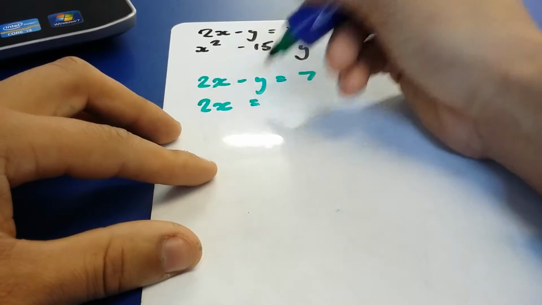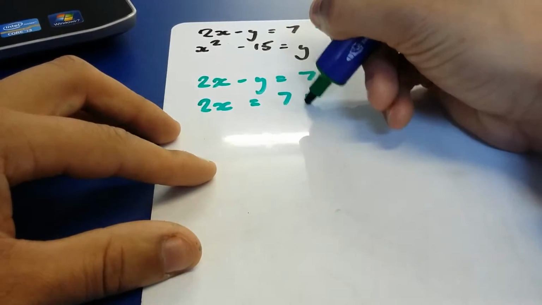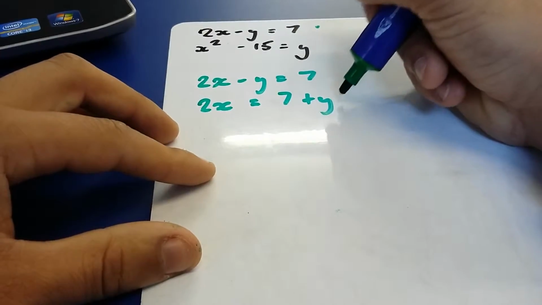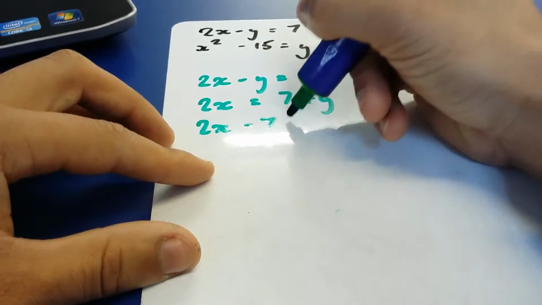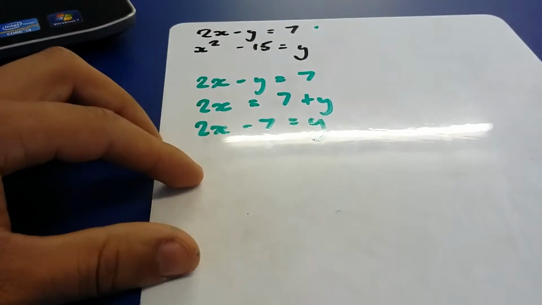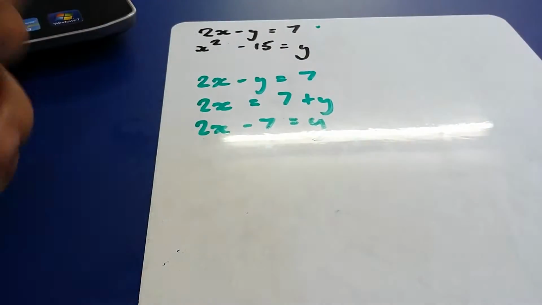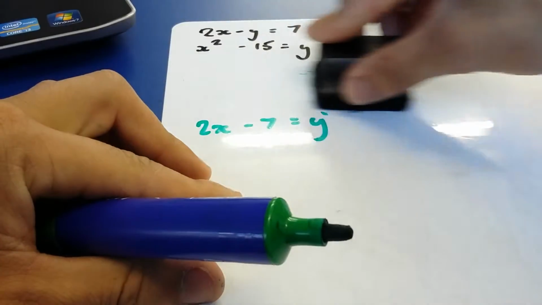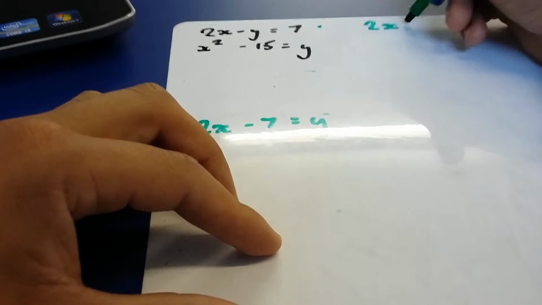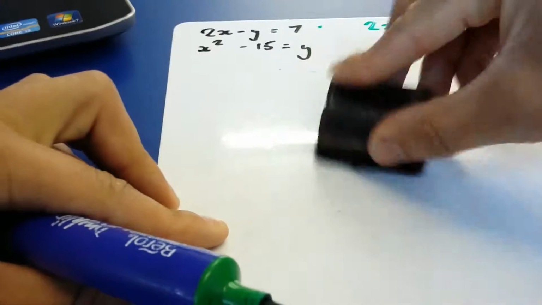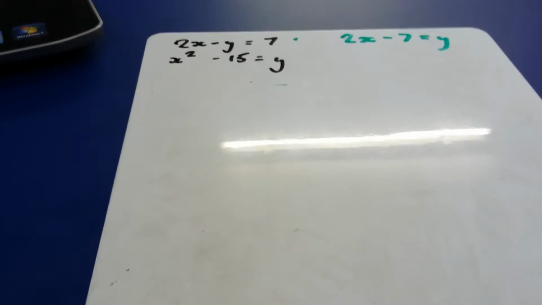2x equals, I'll add y to both sides, so I've got 7 plus y. Then I only want y on itself over here, so I take 7 from both sides and I get 2x minus 7 equals y. So I'm just going to write that up here, 2x minus 7 equals y. So now that I've got that first equation in terms of y, whoop, camera's just falling over.